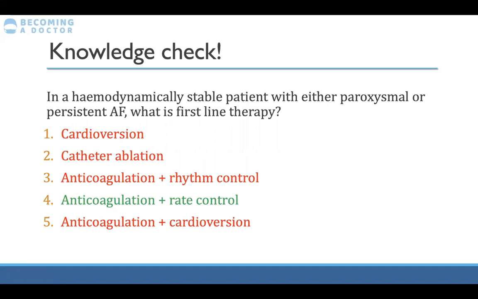So for these sorts of patients, you would want to give them anticoagulation and a rate control strategy, so beta blockers. And depending upon the patient's individual circumstance, you can then also give any additional modalities of treatment, such as cardioversion, antiarrhythmic medication administration, and potentially catheter ablation as well.